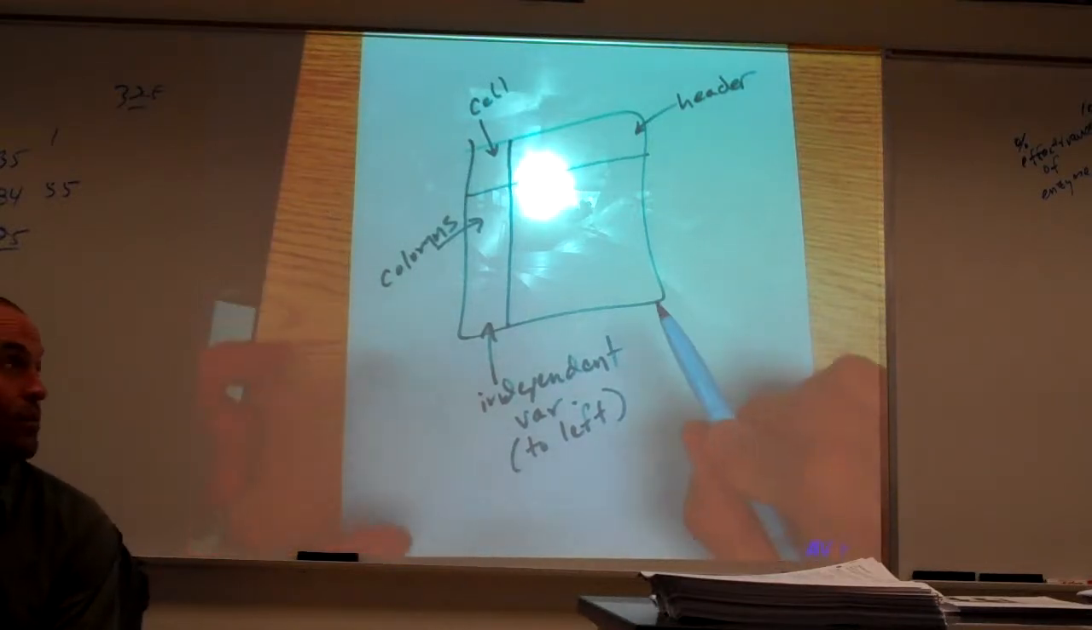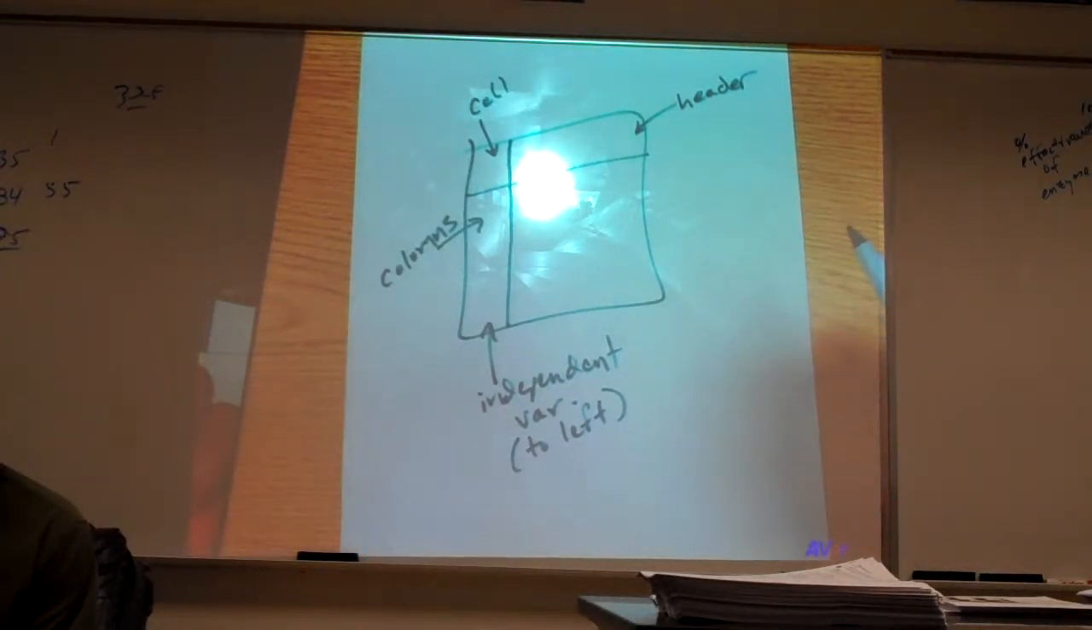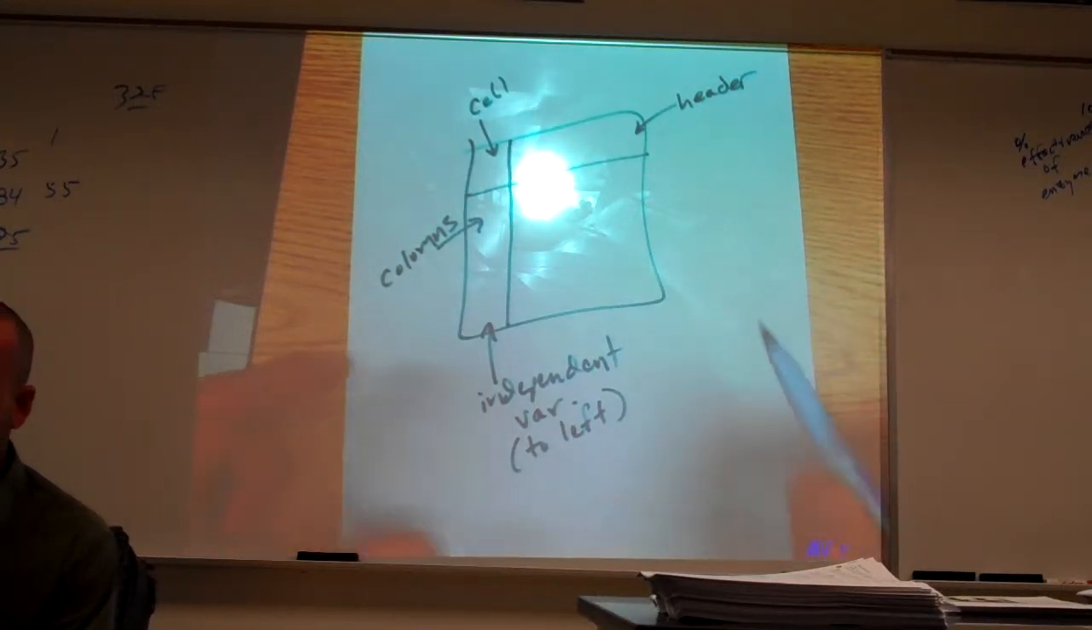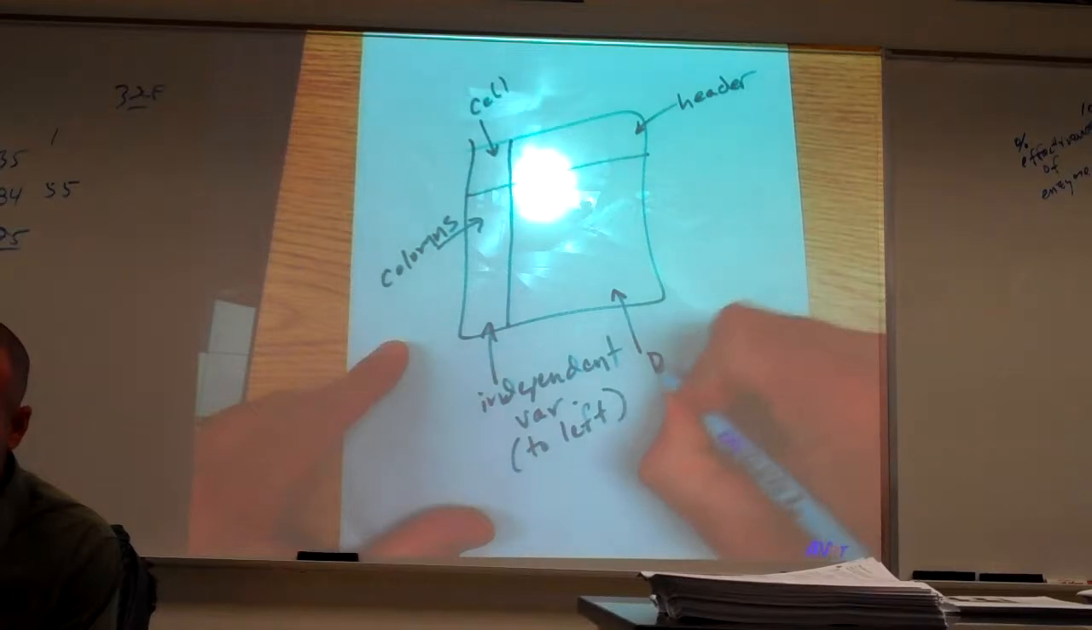You're starting off with an independent variable, and that's the one thing you're kind of in control of and you're tweaking. What you're doing is trying to see what effect it has on the dependent variable. Okay? So then we'll put dependent variable over here.